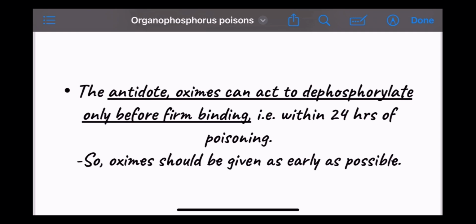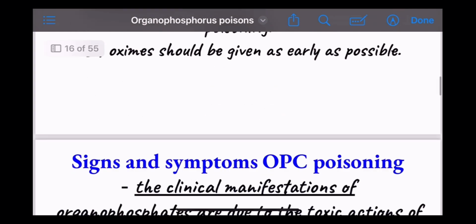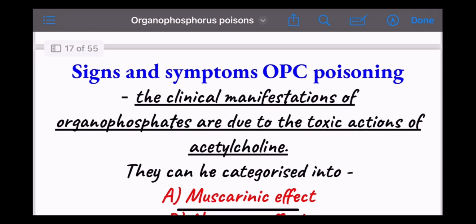So basically that is within 24 hours if you are giving oximes, that I'll teach you in the treatment part, that oximes and atropine are given for organophosphate poisoning. So oximes should be given as early as possible. Fine. These are some of the signs and symptoms of OPC poisoning.